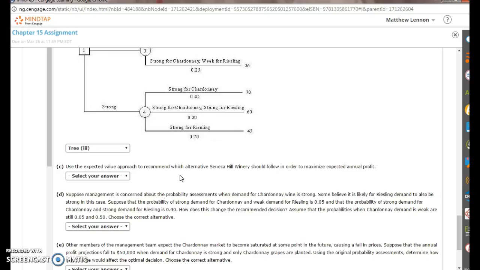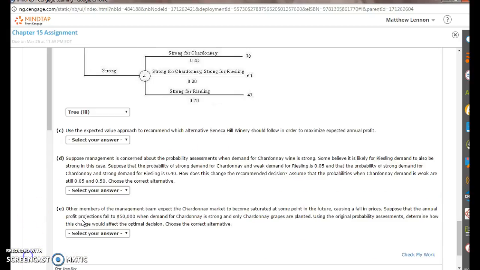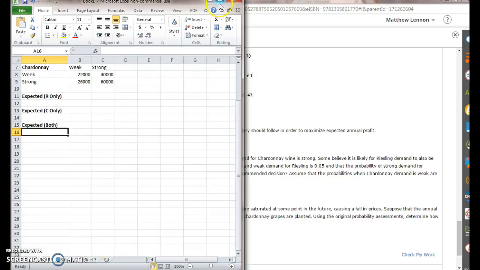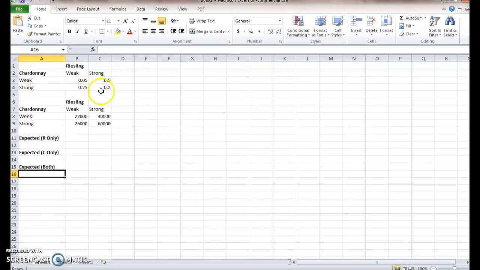Now it says to use the expected value approach to recommend which alternative Seneca Hill winery should follow in order to maximize expected annual profit. First let's determine the expected value for planting only Chardonnay and for planting only Riesling. That should be pretty straightforward. Using the expected value approach, we're going to do Riesling only and Chardonnay only. First, I copied the charts above into an Excel sheet. So we have the probabilities, the two-way table for Riesling and Chardonnay, and then we have the two-way probabilities based on the market. Oh, a little typo there.